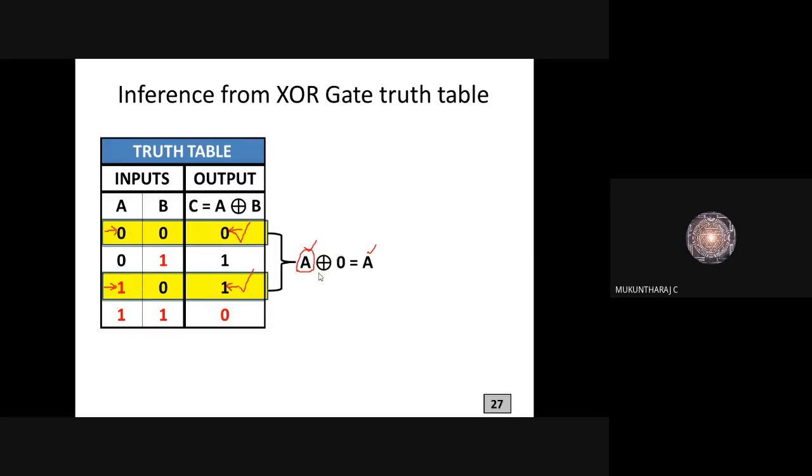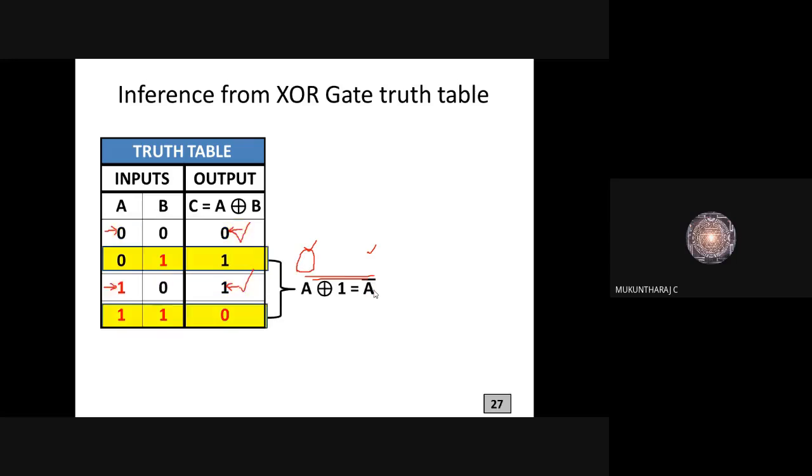Like that, you can observe this kind of postulate. It is one of the postulates: A XOR with 0 produces the variable. Any variable XOR with 0 will give that particular variable as the output, right?